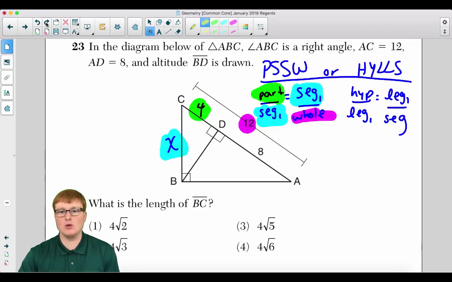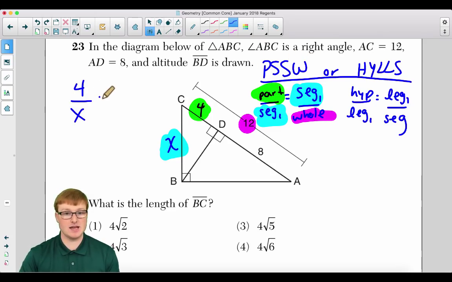Okay, so I'm going to show you both ways just in case you want to know both. I'm using the PSSW method first. So the part is 4. The segment is x. The segment is x. The whole is 12. Cross multiply and solve.